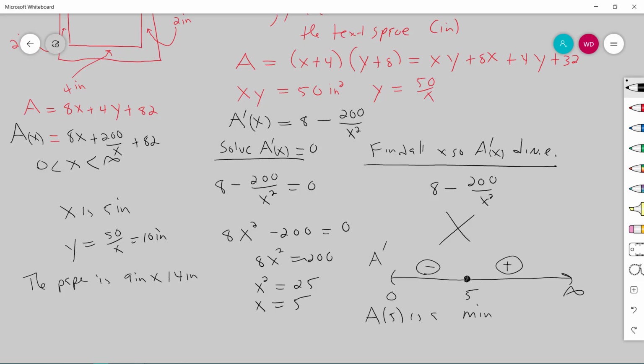So this piece of paper should be a 9 by 14 piece of paper, and that will then minimize the amount of paper used and yet still allow 50 squared inches of space to write in, keeping into account the margins as I've given them to you.